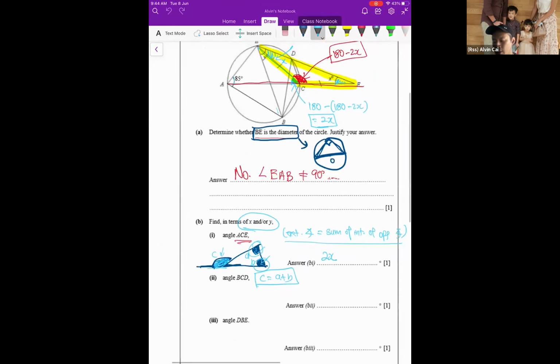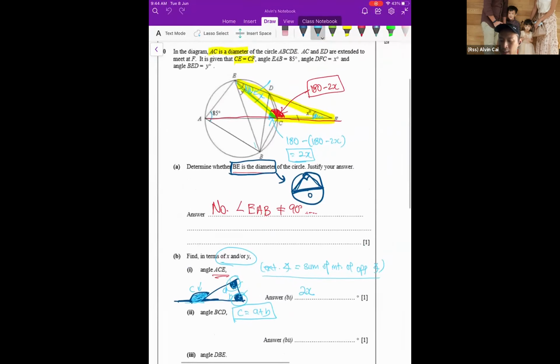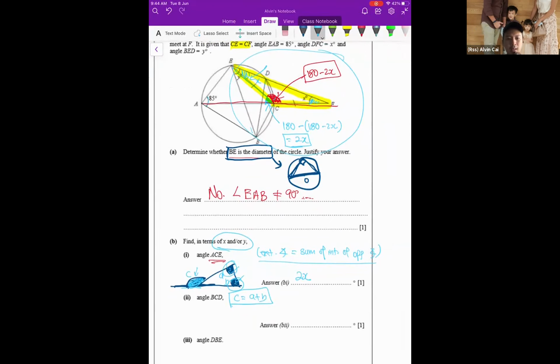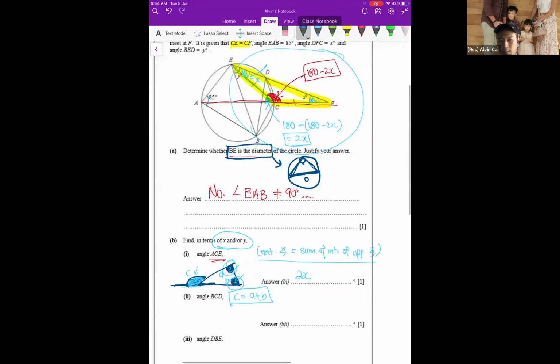Or you can just think of that. If not, you can do the long method that I've just mentioned over here. You can find the angle in red, then minus away the angle in red. Okay. The second part, the answer will be 180 minus y. Angle BCD. So that will be the answer.